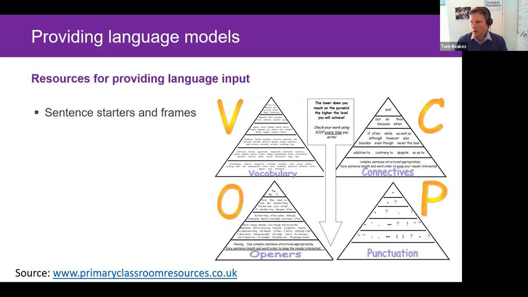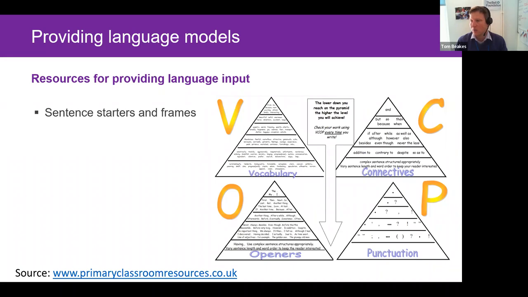Yeah, I think that's a really good point. Yes, so Louisa said they can be overwhelming. Certainly, if you look there, there's a lot of language, isn't there, on that poster. Obviously, understanding the individual items of vocabulary, yeah, absolutely.